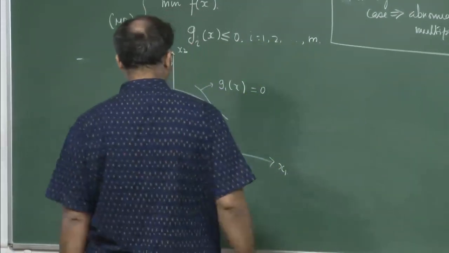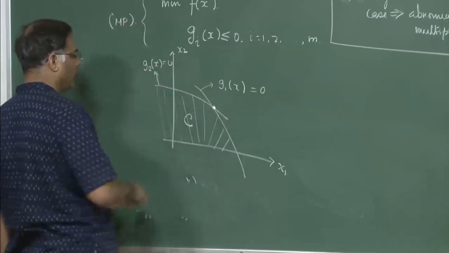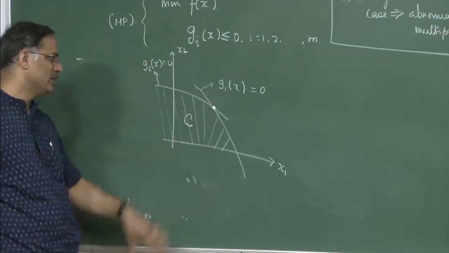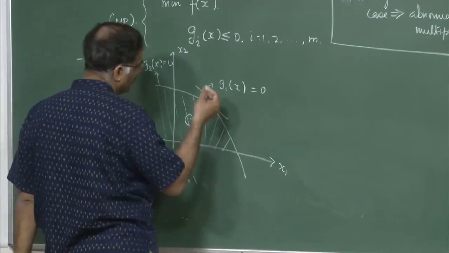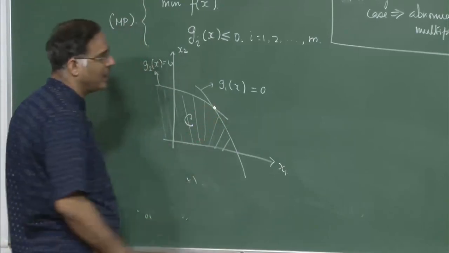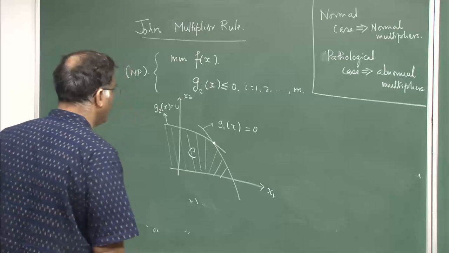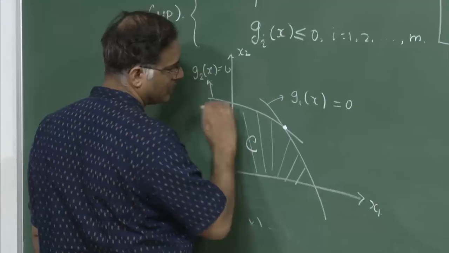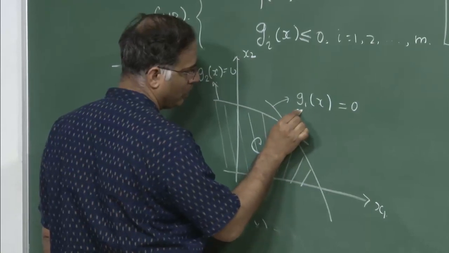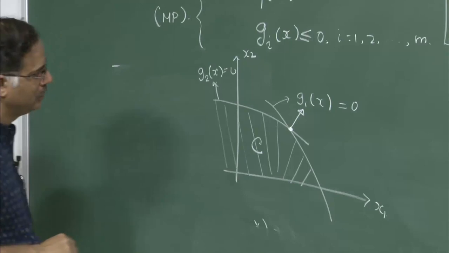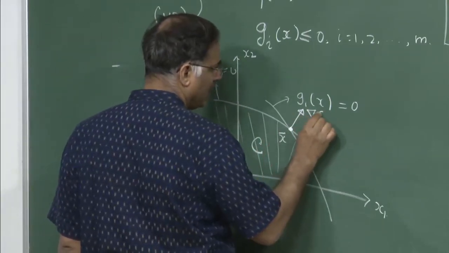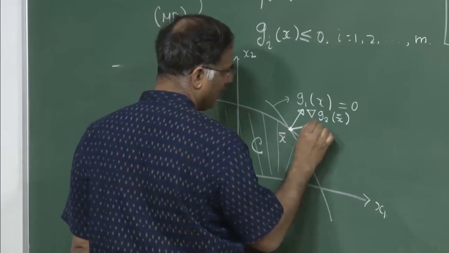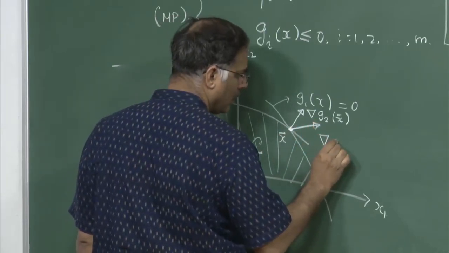Now suppose this is the point where I am interested in looking into the behavior of the gradients of these two, because for example this could be my solution point. Let me assume this is my solution point. Now at this point whether I have the good case or the bad case, that is what we have to decide. If you look at g2, this is the surface of g2, and the normal has to be perpendicular to the surface. So at this point x bar, this is my grad g2(x bar), and if I look at g1, this is my grad g1(x bar).